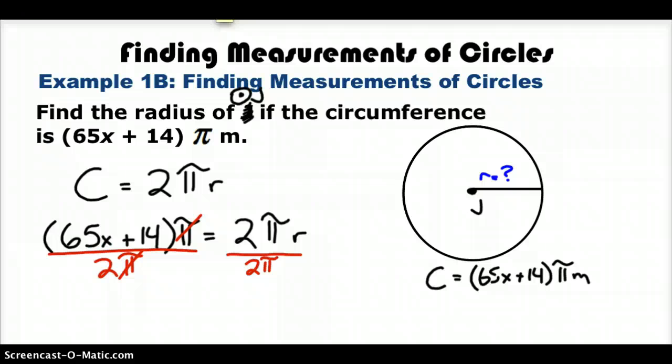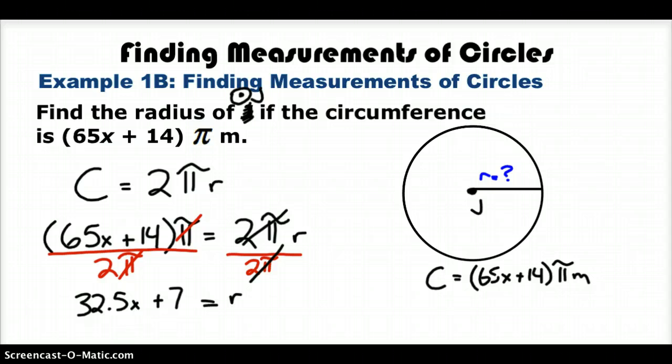Once we do that, 65x divided by 2 will give us 32.5x. Then 14 divided by 2 is going to give us 7, so we'll say plus 7. And that is going to be equal to, again, these will both cancel, they'll divide to 1, and that's going to be equal to our radius.